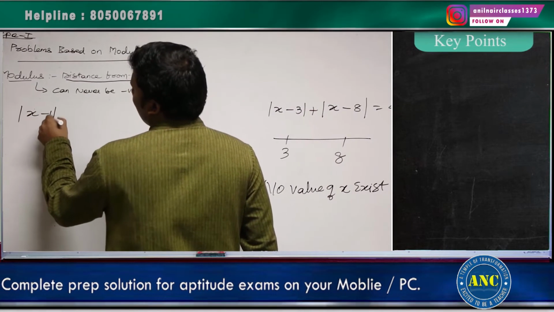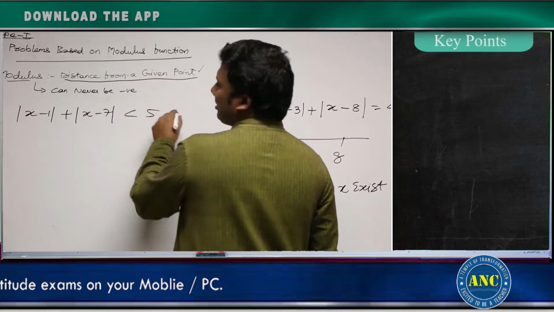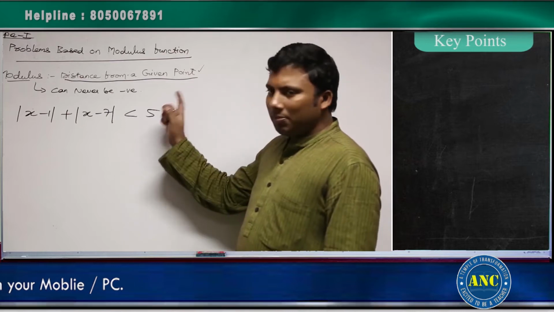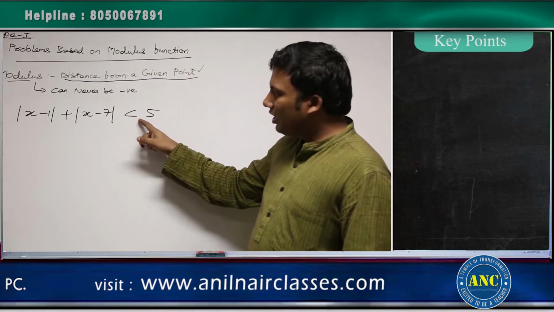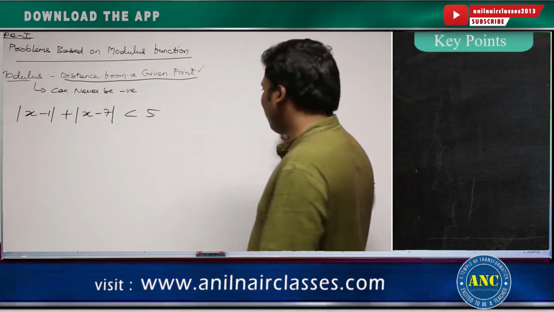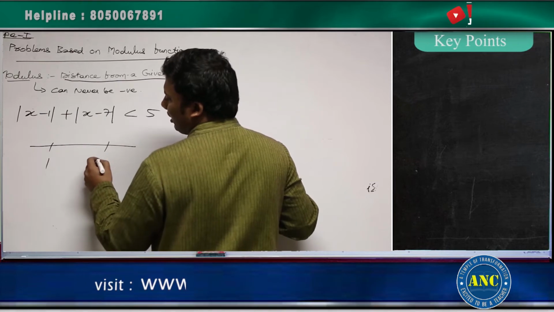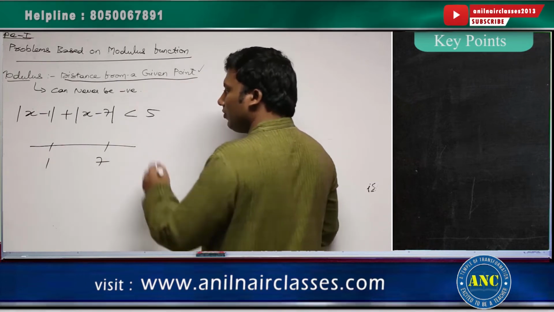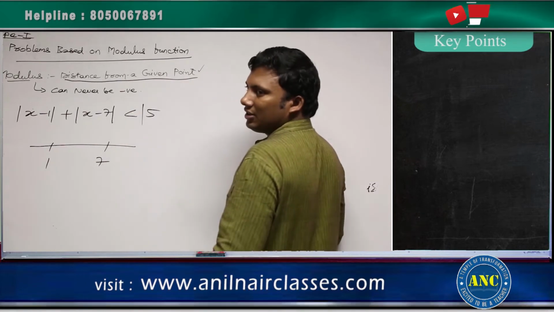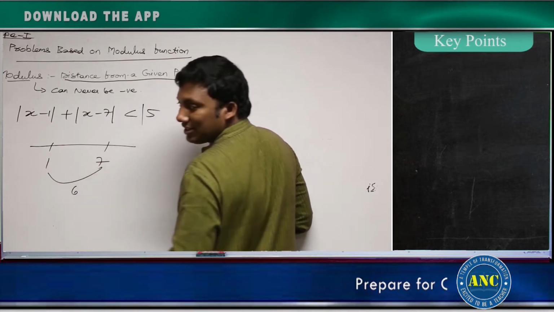Mod x minus 1 plus mod x minus 7 less than 5. We are replacing equivalent with inequality. Because we did it for the equal case, the same analogy holds good. First forget about less than. First for 5, it is 1, it is 7. Well, let us make it 15, otherwise the answer will be no value. The distance from 1 to 7 is 6.